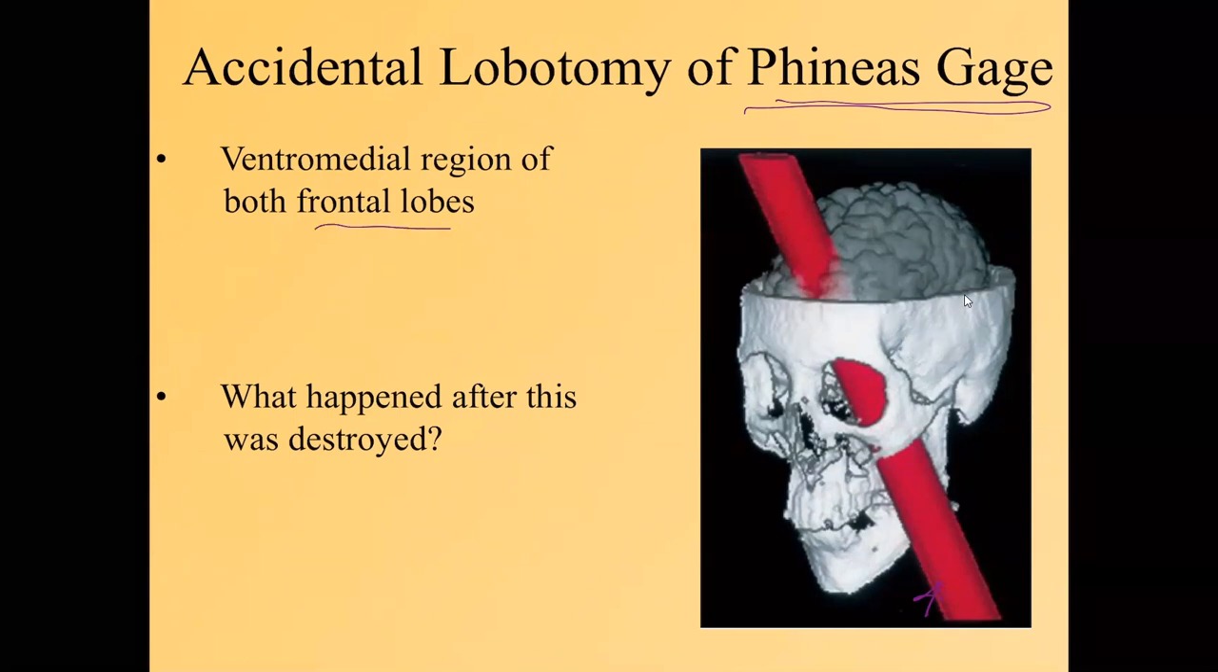Okay, so he lost both of his frontal lobes, and his personality totally changed. So he lost his ability to plan. I mean, he didn't die, right? But his personality totally changed, right? He didn't show up to work on time, and he couldn't carry out his responsibilities.